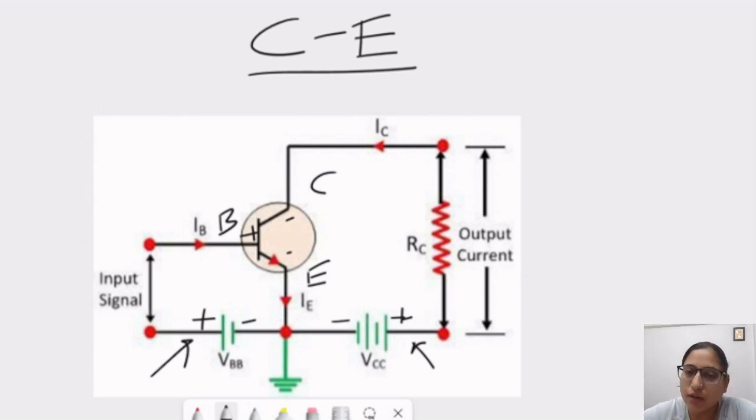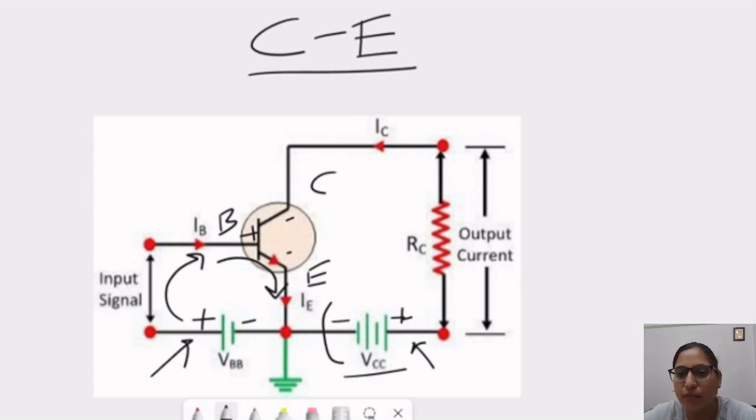Now as a part of working, what is happening here: due to this battery, this IB current is flowing inside the circuit and this is reverse bias. So only the current which is flowing toward the base is coming to the emitter, because the VCC battery is making the collector emitter junction reverse biased. In reverse bias, we know that in a PN junction no current will flow. So here the current is flowing towards the base and towards the emitter with the help of this VBB battery.